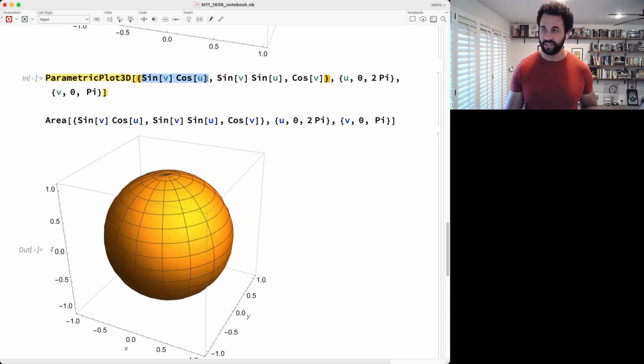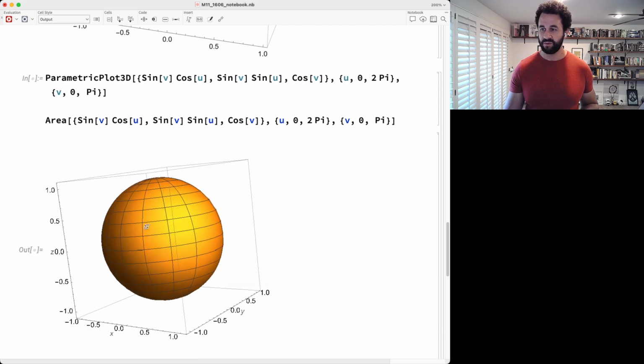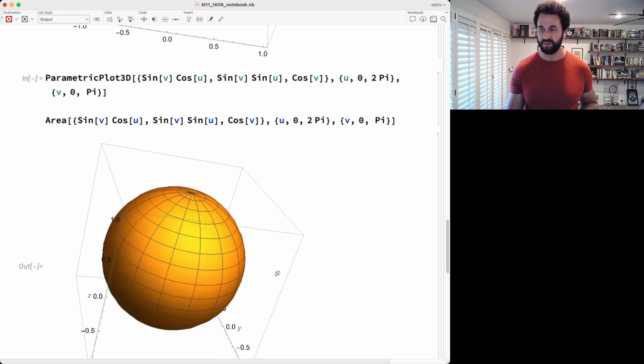So this is the parameterization: sine v cosine u, sine v sine u, cosine v. And remember, in this case, rho was just one. So the radius of the sphere is one. And then u goes from 0 to 2 pi, that's the full rotation. And v goes from 0 to pi, that's phi, giving you this. So each one of these little patches you see here are approximations using planes, right? But you get a nice, relatively smooth approximate picture.